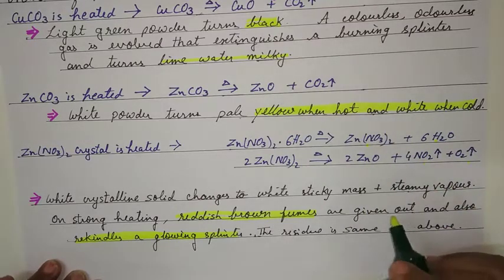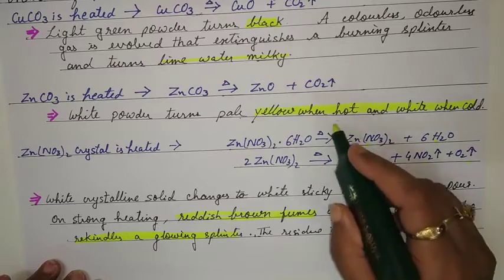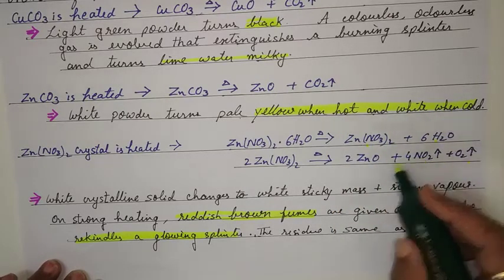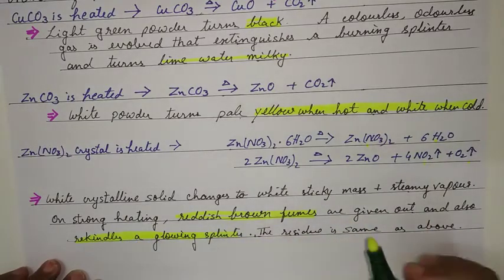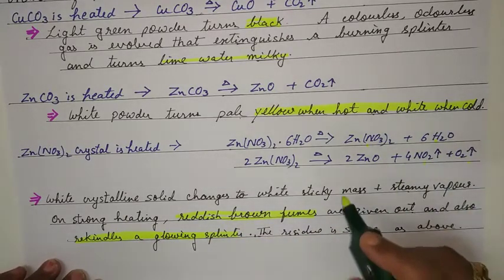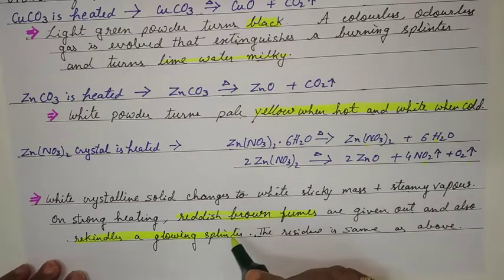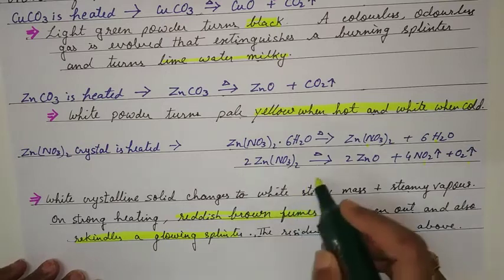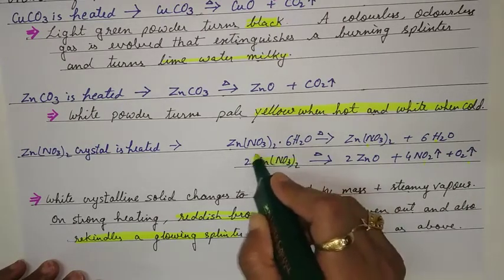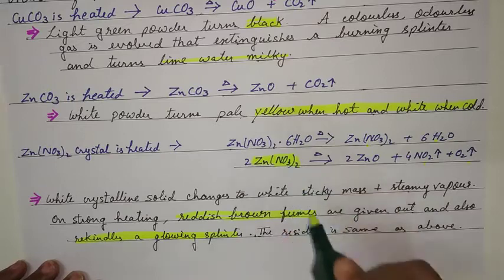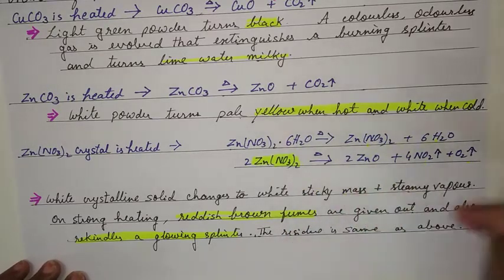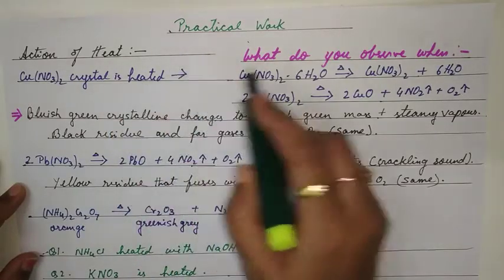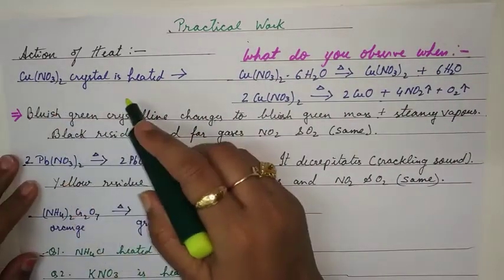We know that the residue is yellow when hot and white when cold. We know nitrogen dioxide is a reddish brown fume or brown color. We know oxygen, there is another gas which can rekindle the glowing splinter, so we know that oxygen is also present. Important and a very interesting question, so I am just highlighting it so that you do it once again. Next type of question. What do you observe when copper nitrate is heated?